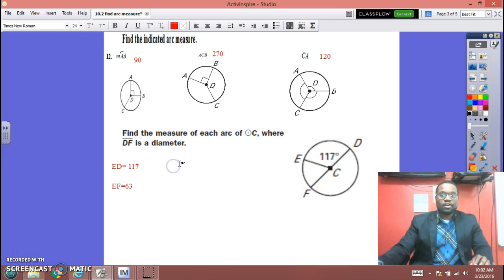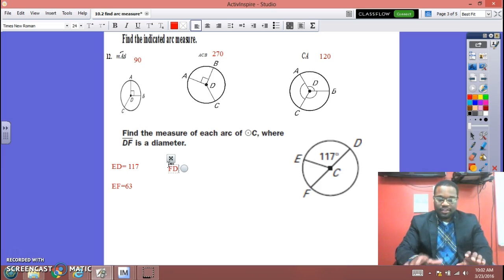What about arc FD? Well, that would equal 180 degrees, right? FD either way would be 180 degrees.